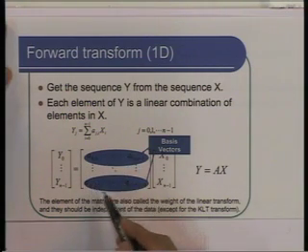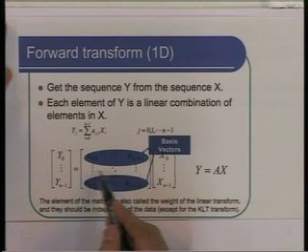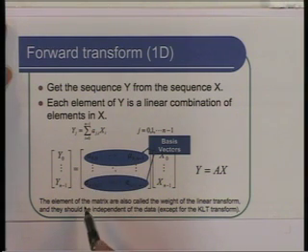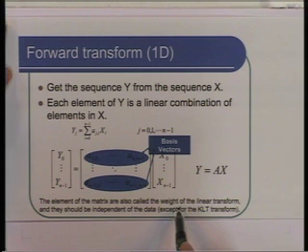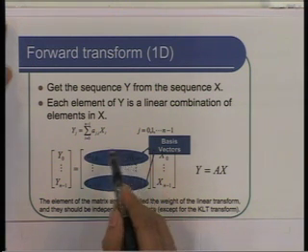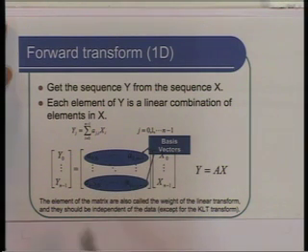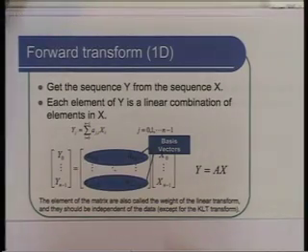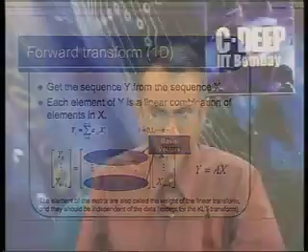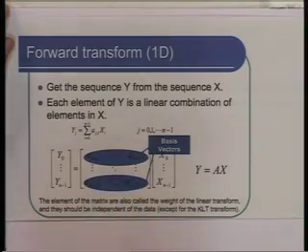Now, different transforms have different basis vectors. Sometimes the elements of the matrix are also called the weights of the linear transform, and in practical applications we want these to be independent of the data, except in the case of the Karhunen-Loeve transform, which we will discuss very shortly. Now, the next question is, how do you choose the weights of these basis vectors?